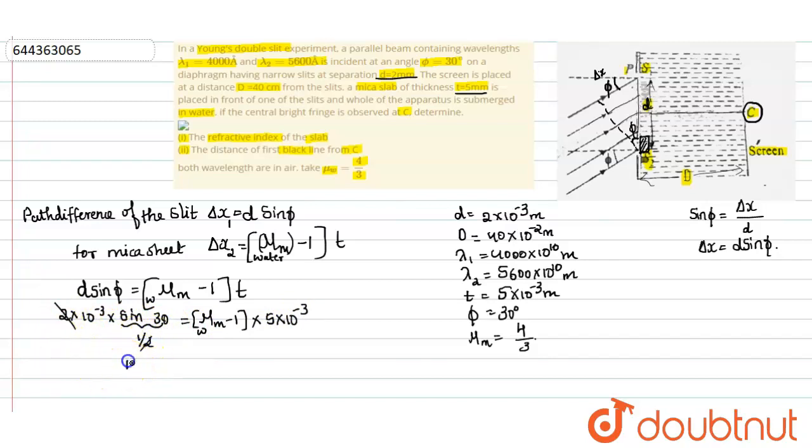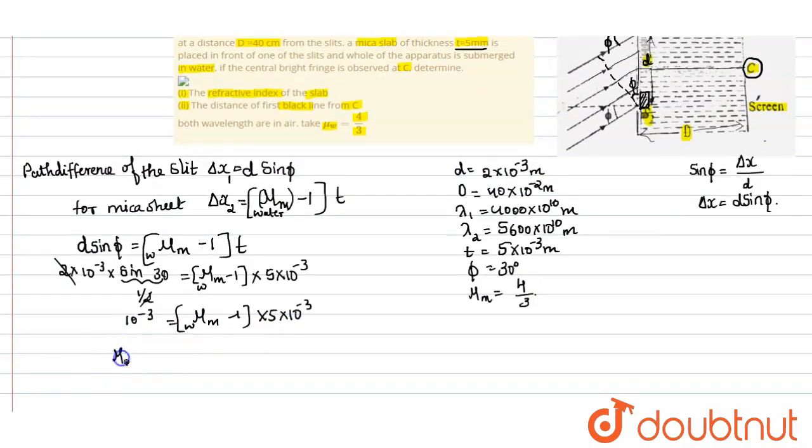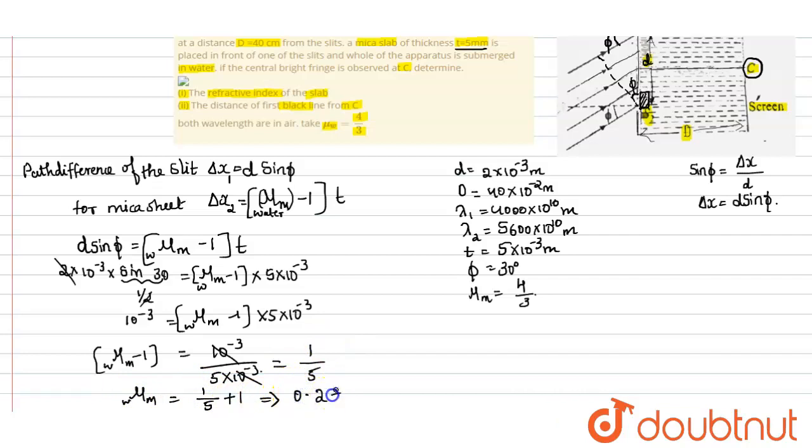So the remaining 10 to the power minus 3 is equal to mu m for water minus 1 into 5 into 10 to the power minus 3. And we need to calculate mu m for water, that is mu m for water minus 1 is equal to, divided by 5 into 10 to the power minus 3. So this gets cancelled, so the answer is 1 divided by 5. So mu m for water is equal to 1 divided by 5 plus 1, that is 0.2 plus 1.